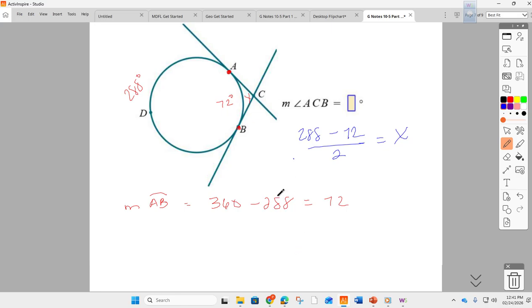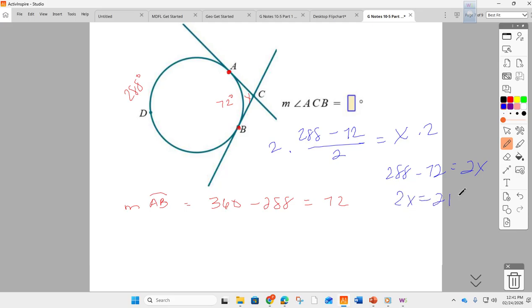So I filled in my formula: 288 minus 72 divided by 2 equals x. Anybody do something different? All right, we're going to multiply both sides by 2. And now we know 288 minus 72 equals 2x. 288 minus 72, I know what that is. 216. So 2x equals 216.